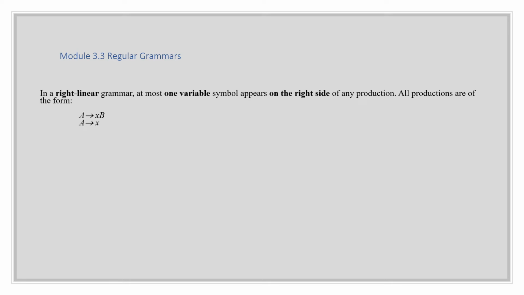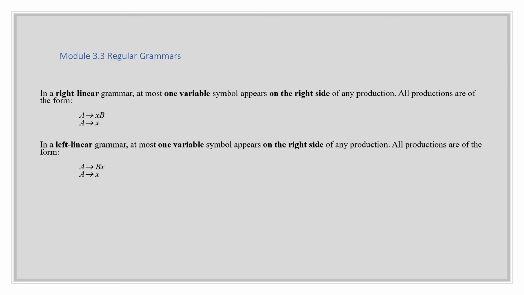A right linear grammar has only one variable on the left, and on the right-hand side, at most one variable. When you have that one variable on the right-hand side, it will be all the way to the right. So all the terminal symbols in a right linear grammar will be on the left side of the variable. The single variable on the right-hand side will be to the right of all terminal symbols.